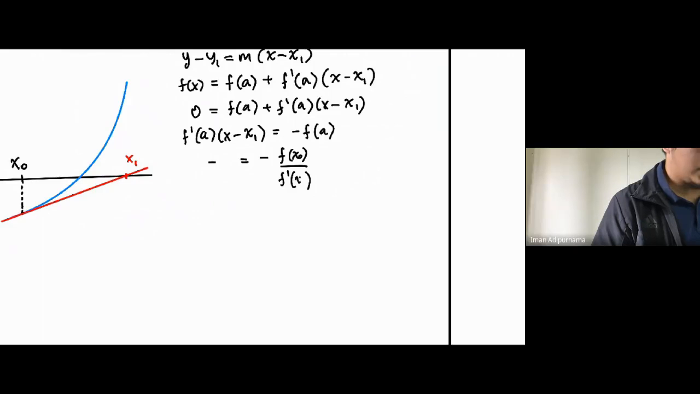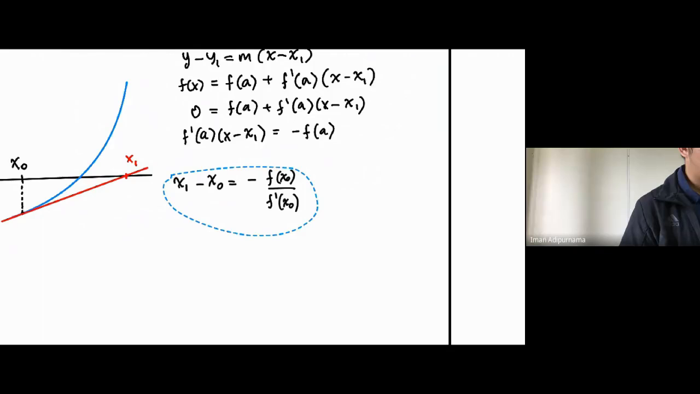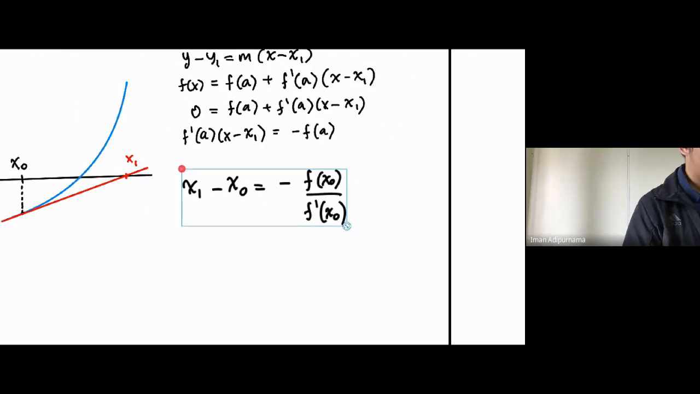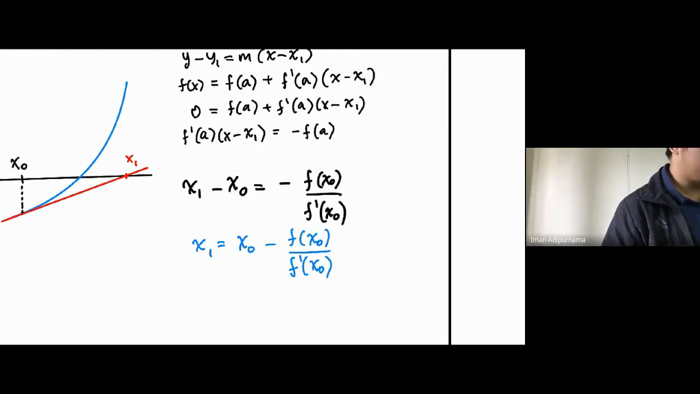This is, let's say, x0, then x1 minus x0. And this will be our approximations. So our x1 will be x0 minus this ratio of f and f prime at x0. Okay.